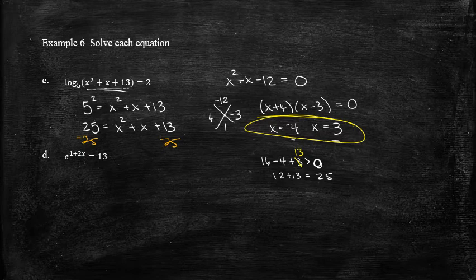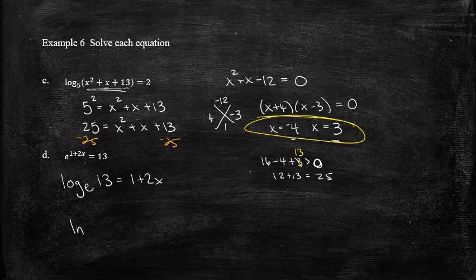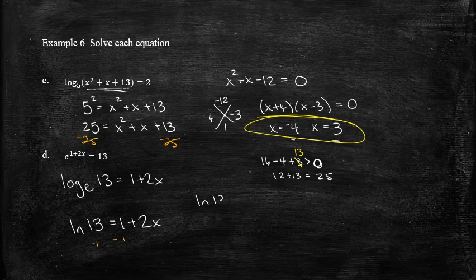Okay, part D is a little bit different because this one starts off as an exponential equation. So we are still going to write it the other way, so write it as a log equation. The base is e, so you could write it as log base e or just go directly to the natural log. So log base e of 13 is equal to 1 plus 2x, again equivalent to the natural log of 13 is equal to 1 plus 2x. I'm going to subtract 1, and then we'll divide by 2. So the natural log of 13 minus 1 is equal to 2x.